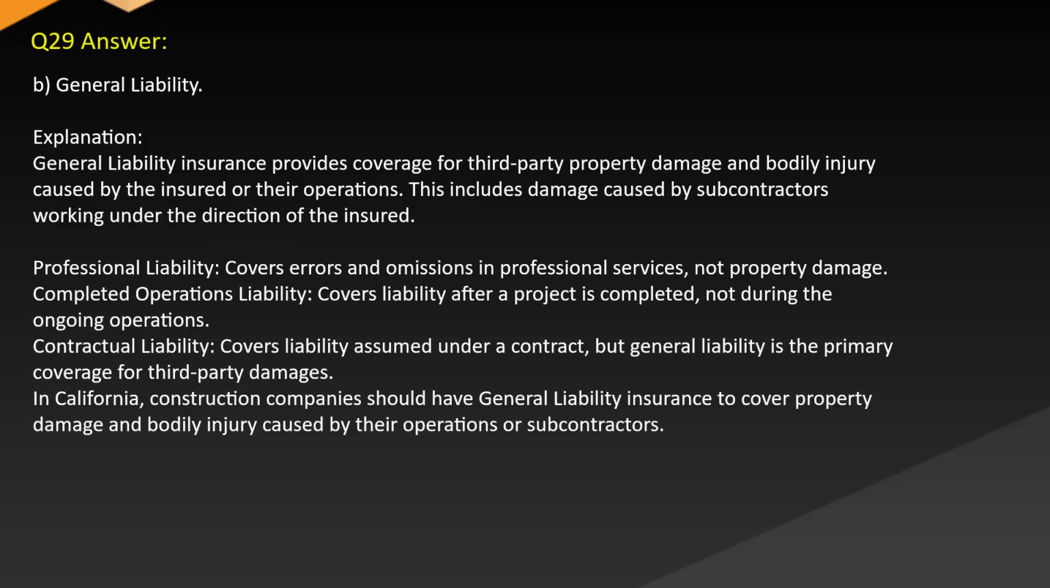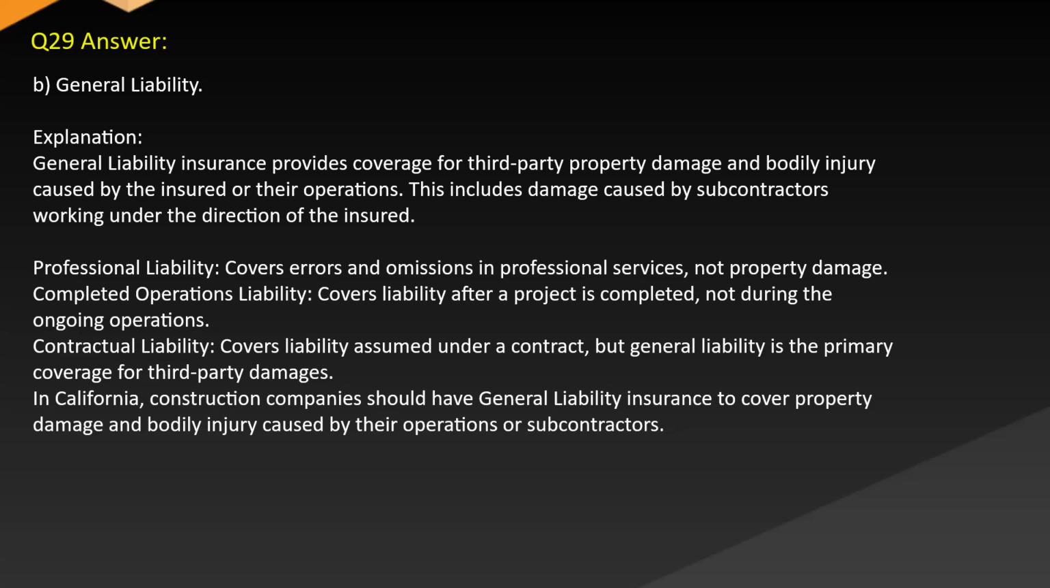Answer: B. General liability. Explanation: general liability insurance provides coverage for third-party property damage and bodily injury caused by the insured or their operations. This includes damage caused by subcontractors working under the direction of the insured. Professional liability covers errors and omissions in professional services, not property damage. Completed operations liability covers liability after a project is completed, not during the ongoing operations. Contractual liability covers liability assumed under a contract, but general liability is the primary coverage for third-party damages.